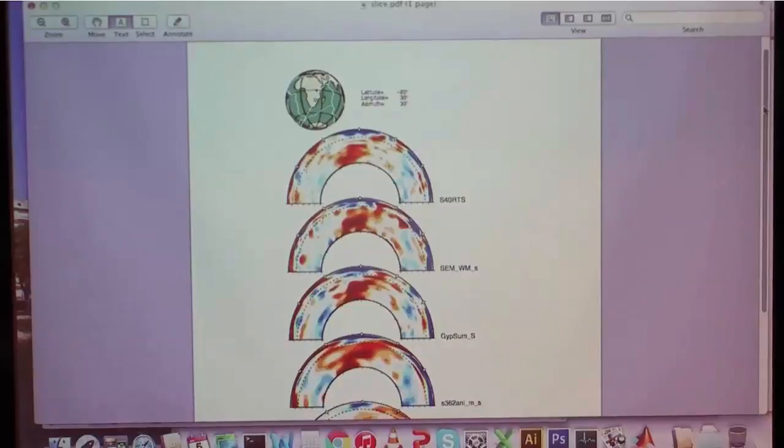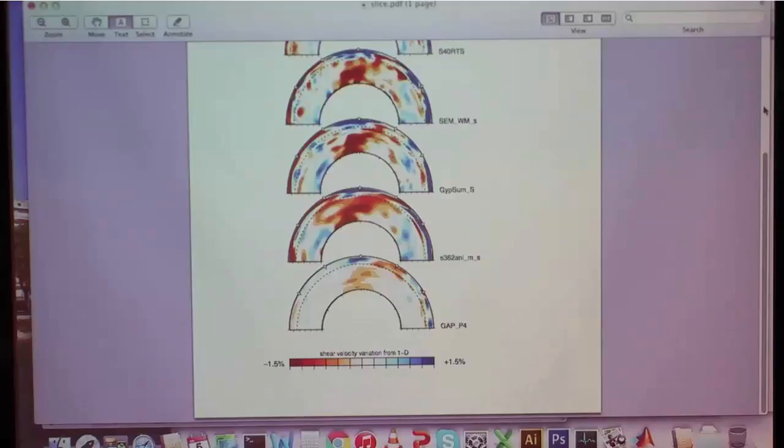Most models start off with a 1D model, but the variations upon the 1D models, the scale bar is about a couple percent, 1.5% up to 2%. So the variations upon these reference models are typically on the order of a couple percent. So the starting model is not too critical.